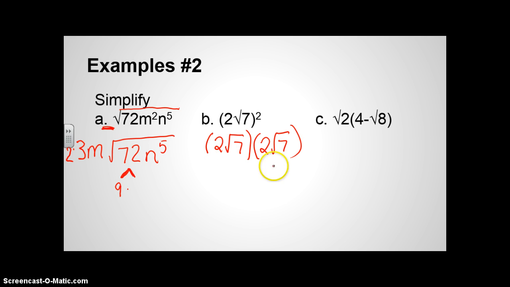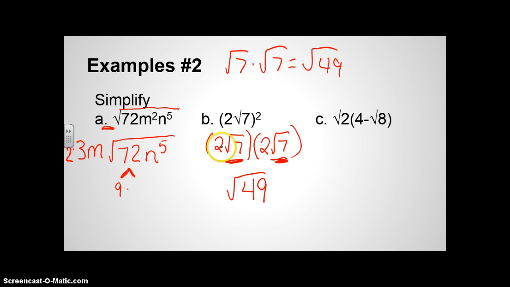We're multiplying here. So what are my like terms? Square root of 7 and square root of 7. Square root of 7 times the square root of 7 is going to give me the square root of 49. So that's what I'm going to have after I multiply those, square root of 49. And 2 times 2 is going to give me 4, so I'm going to put that in front of the radical sign.